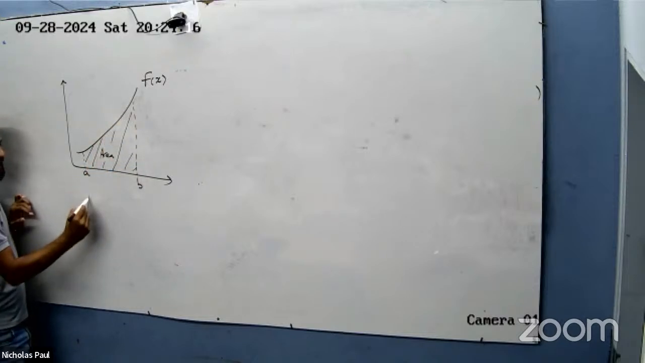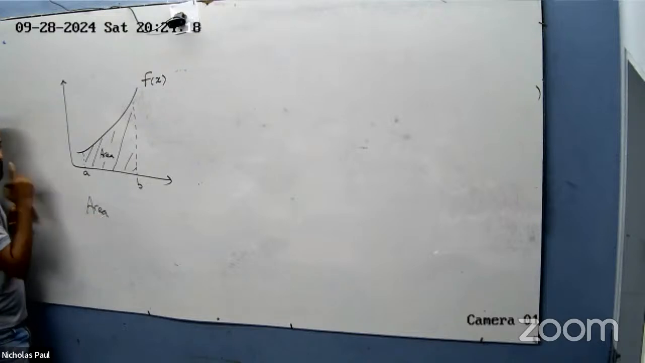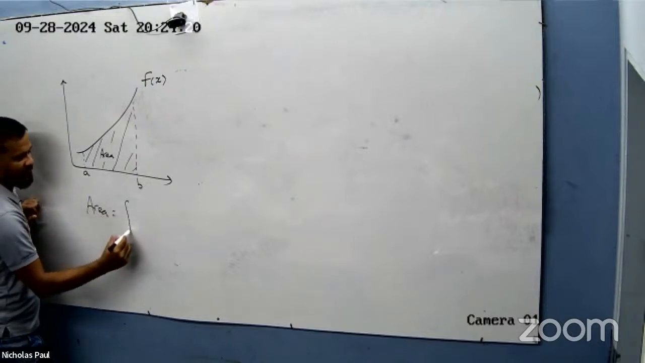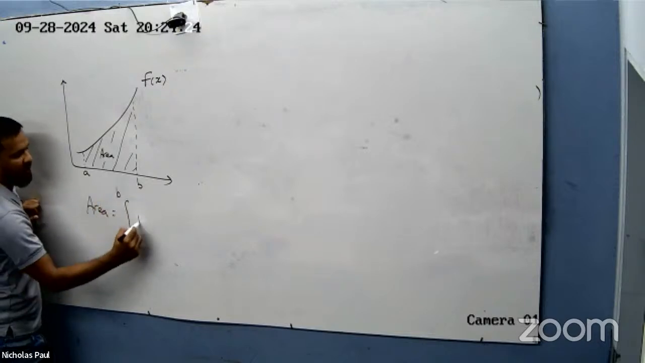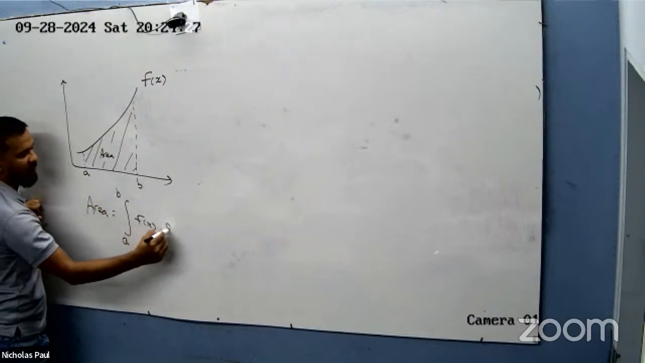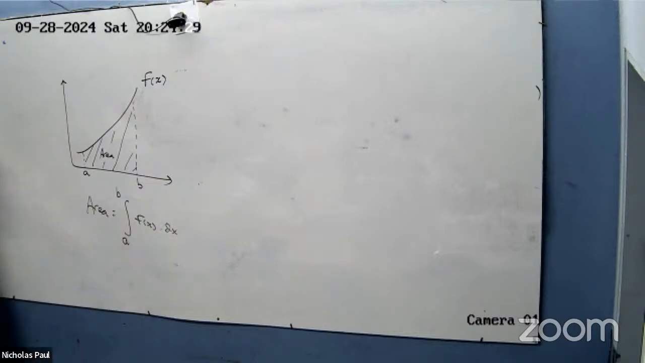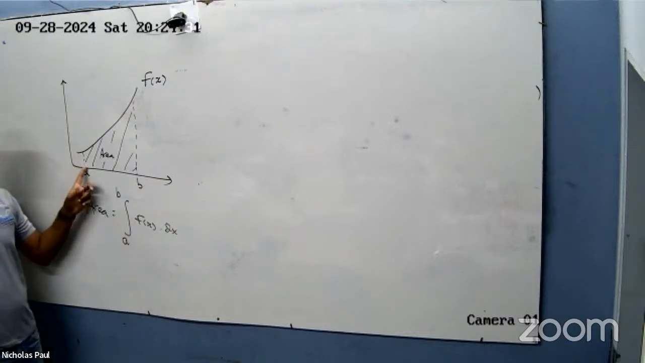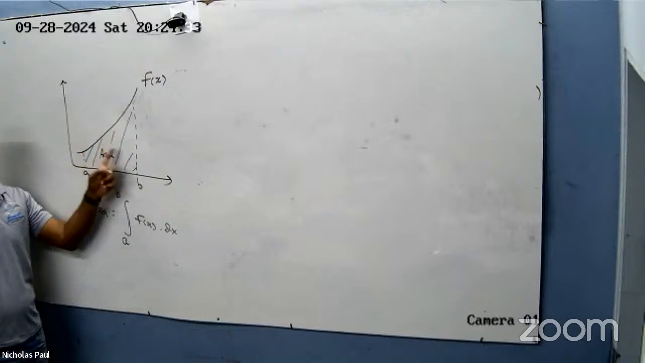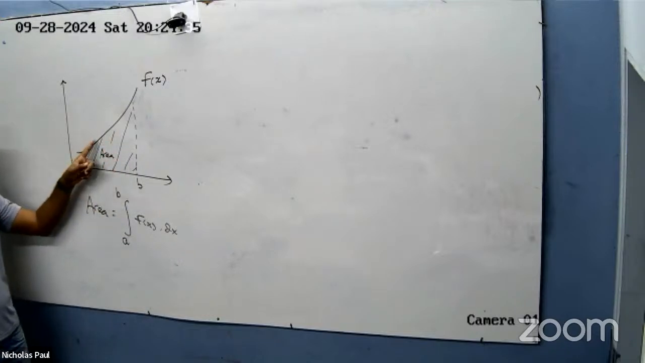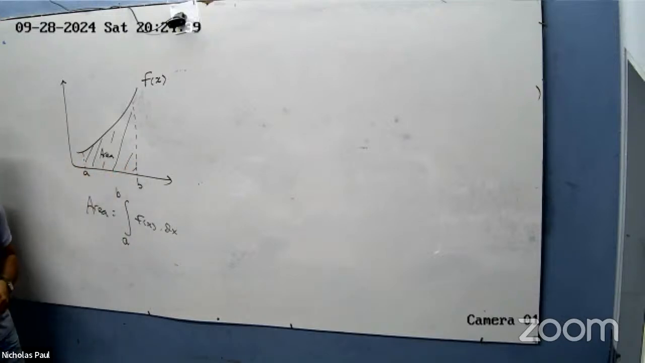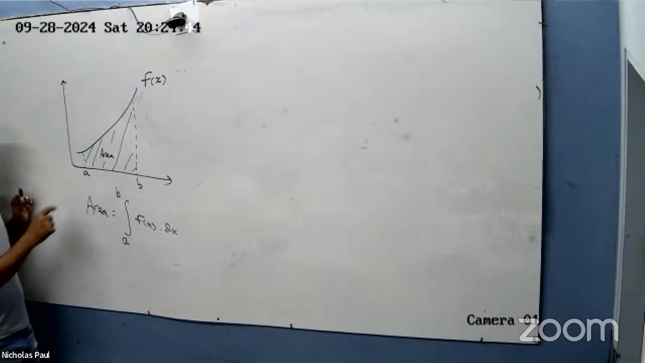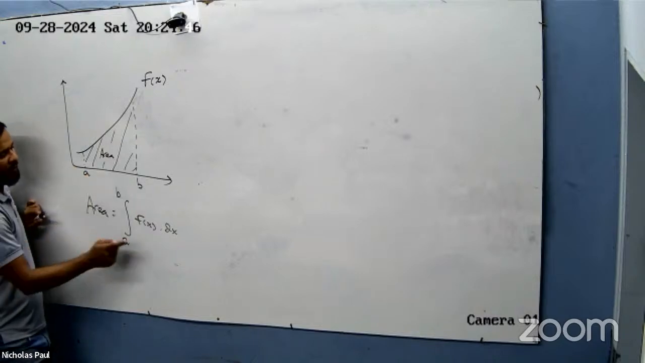we can easily find that area by integrating the function f of x between the limits B and A with respect to x. That's all. So if I ask you to find the area bounded by the curve and these 2 lines, that's what you do. So to find the area under the curve, we're using this here.